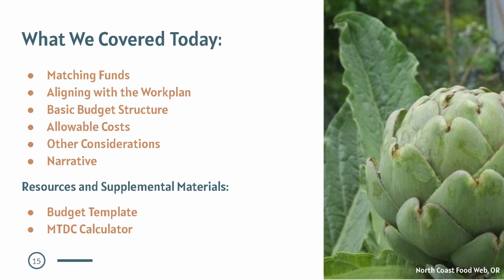Before we do, let's review what we learned through the module today. We walked through aligning the grant with our work plan and the budget categories. We learned how to identify matching sources and manage program income. Finally, we walked through the basic elements of a budget narrative. As we walk through the demo in part 2 of this module, be sure to take a look at the budget template and the modified total direct cost calculator that we provided. Thanks and happy learning!